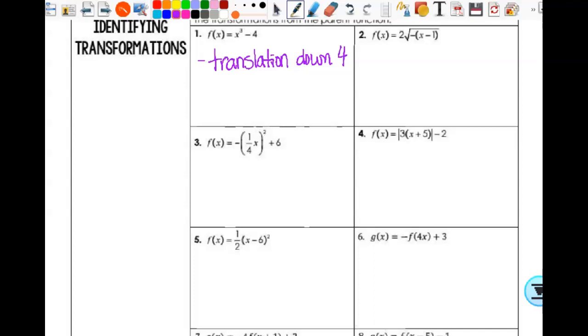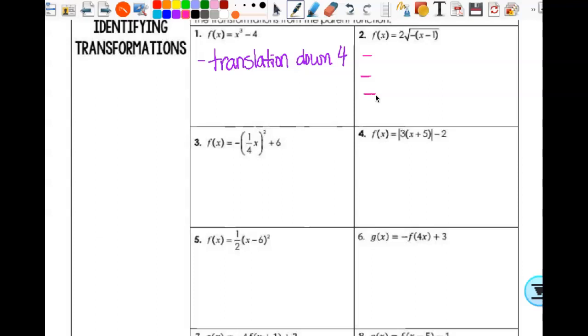All right. Now let's look at number 2. How many transformations do we have? We have 1, 2, 3, right? So I'm going to have 1, 2, 3. I'm going to make sure I get them all. So we're going to write them down going from left to right so we don't miss anything. Plus, if we were going to graph these, you want them written down from left to right because that's the order you want to do them in.